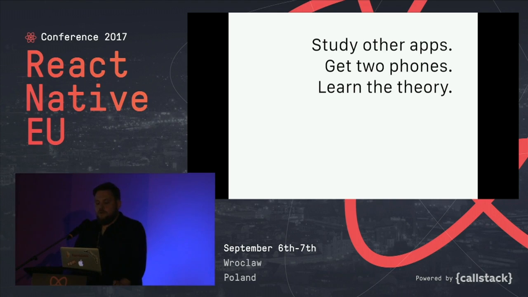Also, get two phones. If you're using iOS, get an Android phone. If you're using Android, get an iOS phone, assuming that you're implementing for both platforms. Because you need an intuitive understanding of how those platforms work. The only way to do that is to use both platforms, feel the frustration, and allow yourself to start seeing the patterns.